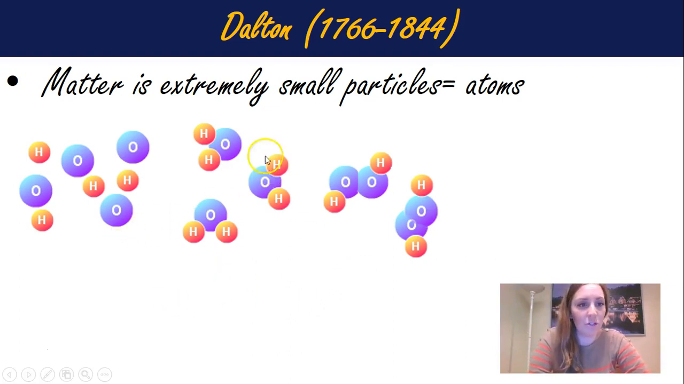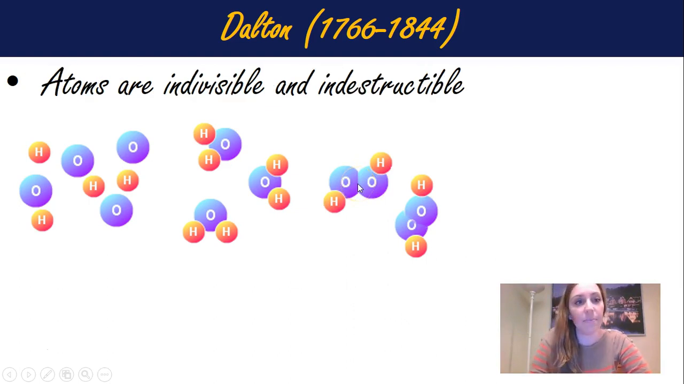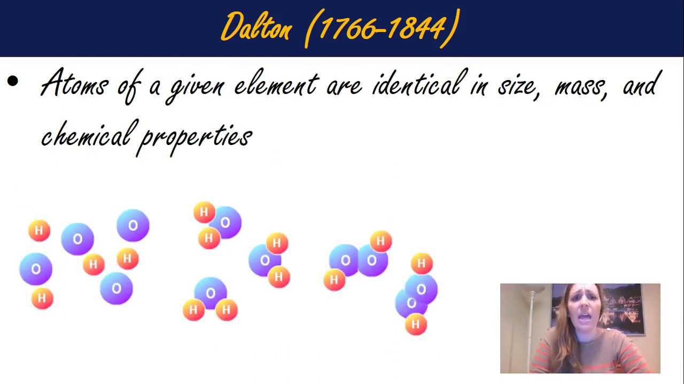So here we are, a picture of a whole bunch of different atoms, right? We've got oxygen and hydrogen. This is water made out of hydrogen and oxygen. This is hydrogen peroxide made out of 2 hydrogens and 2 oxygens. He also said atoms are indivisible and indestructible. So you can't break up an atom, okay? That's what Dalton thought. He also said that atoms of a given element are identical in size, mass, and chemical properties. He was pretty darn close there.